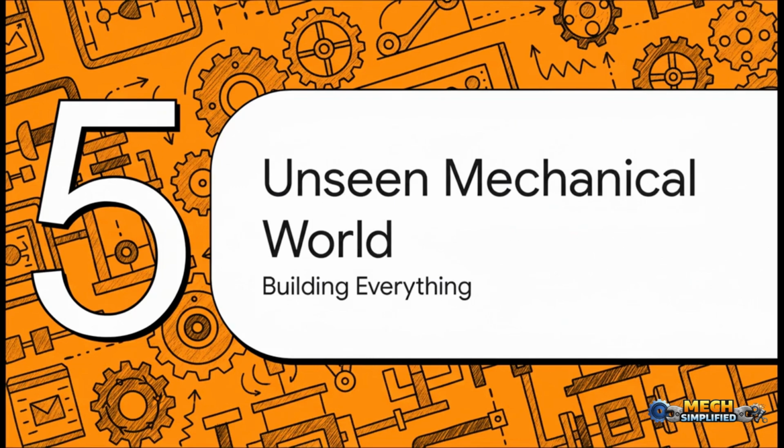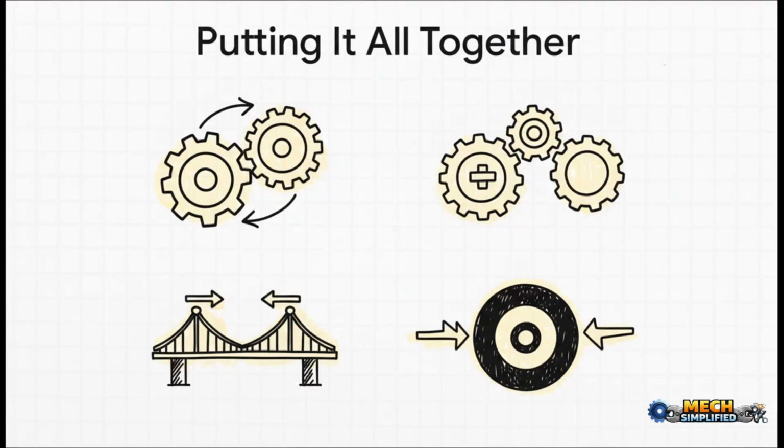So, let's bring it all back home. We've looked at all these individual components, but their real power, their magic, is in how they all combine to create this incredible, unseen mechanical world that powers our everyday lives. So let's just recap the big ideas. Gears, they give us total control over speed and direction.